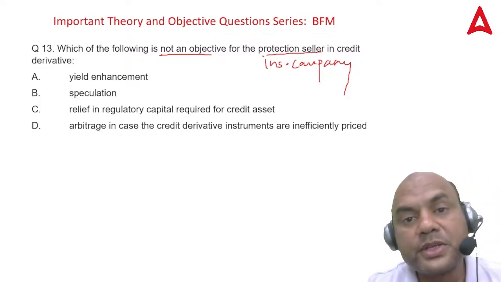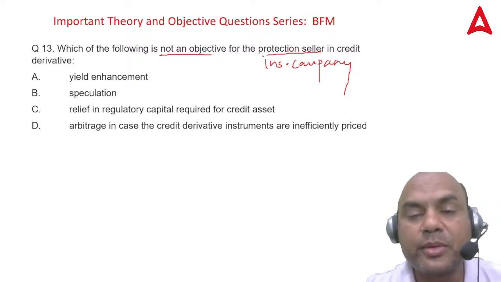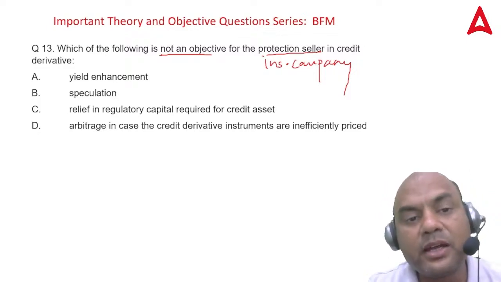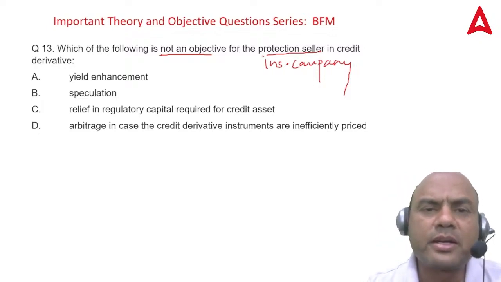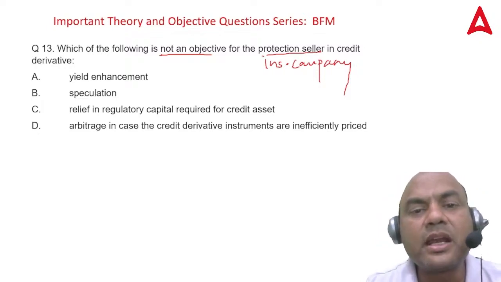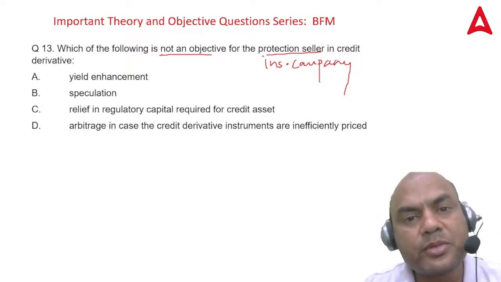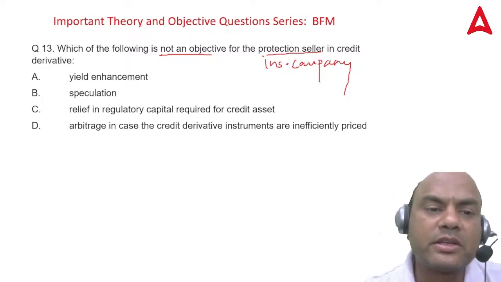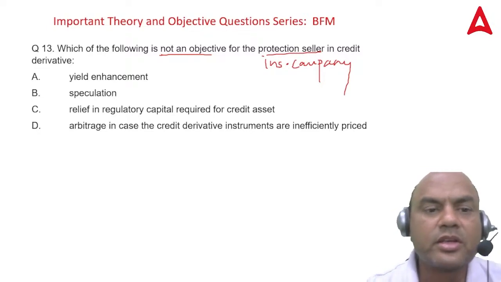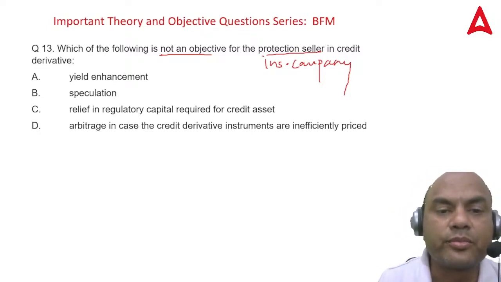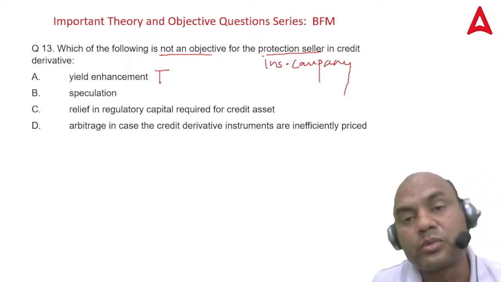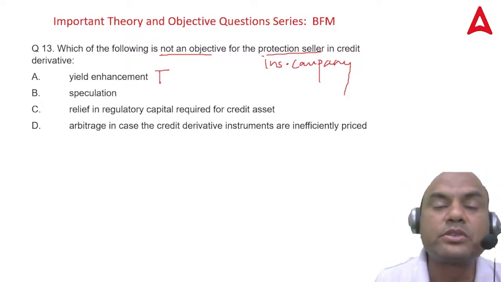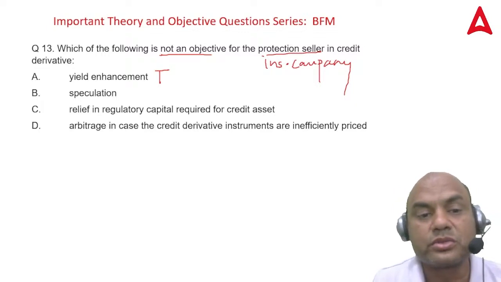Not the objective of insurance company. Now yield enhancement, that can be the objective. Why yield enhancement? What is yield enhancement? Yield means basically returns, a return on my investment. That is basically yield. So every company, every business in the world will try to achieve this. So yield enhancement, this is true, but I want false. Speculation, this is also true, because these companies do indulge in speculation also. So this is also true.